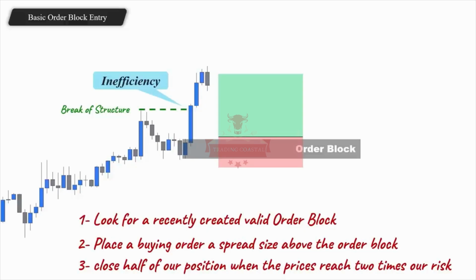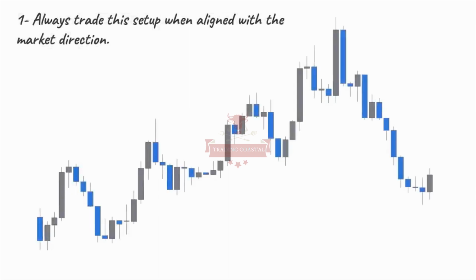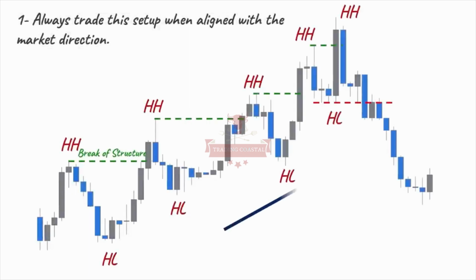For the second target, we will aim for the next key level in front of the price. But there are several key points to make this strategy more effective and profitable. Number 1. Always trade this setup when it is aligned with the market direction. This strategy is a trend continuation setup, so always trade this when you can clearly identify the market direction and who is in control, since we always want to trade with the direction of the dominant trend to have a higher chance of winning.